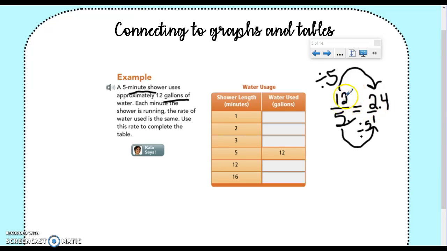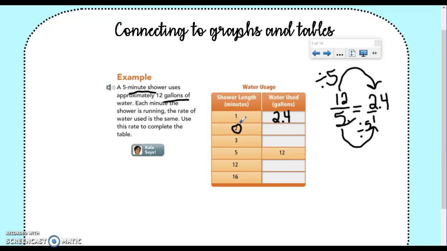What does that mean? Well, we had 12 gallons in 5 minutes. Now we have 1 minute. A 1 minute shower uses 2.4 gallons or 2 4/10 gallons of water per minute. So on your notes, I want you guys to fill that in. Well, if we know now that 1 minute uses 2 4/10 gallons of water, how can I figure out how much 2 minutes would be?